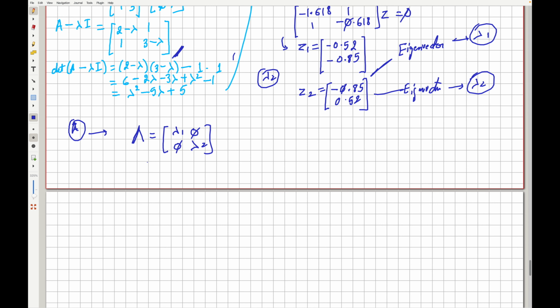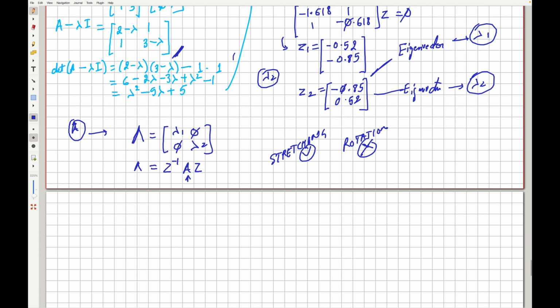This is the meaning of this matrix lambda. Lambda is equal to z inverse A z. What it tells us is that if we change the coordinate system to the eigenvector axes, then the transformation A just becomes pure stretching and no rotation. So stretching only and no rotation.